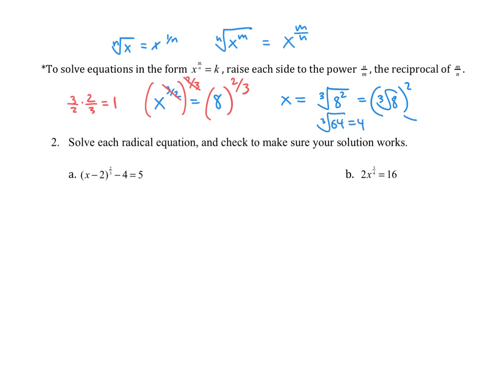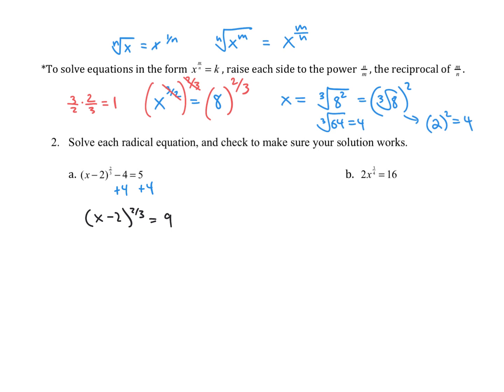Or if I do it this way, I get the cube root of 8 is 2, squared, which is then 4. So either way, I get the same thing. Okay, so let's jump into 2a. I'm going to isolate the expression with the fraction exponent first by adding 4 to both sides. And we get (x minus 2) to the 2/3 equals 9.